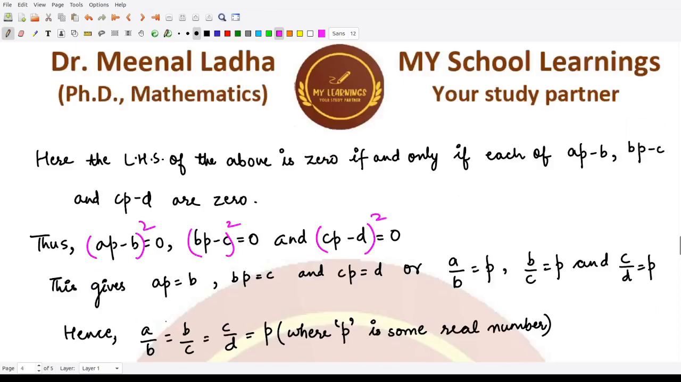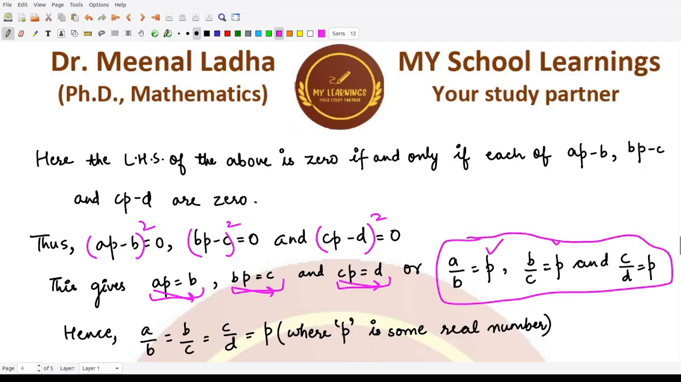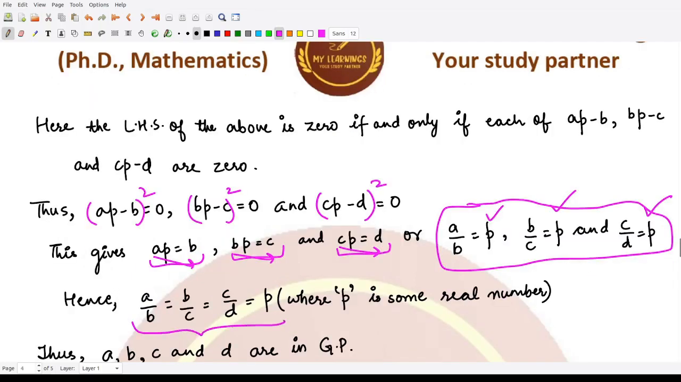Hence from here you obtain B equal to AP, C equal to BP and D equal to CP. Or you can take A to the right hand side, B to the right hand side, and C to the right hand side, so that you obtain these ratios. Because all of these ratios are equal to P, all of them are equal to each other and further equal to P, where P was given to be some real number. Hence from here, can you see something?